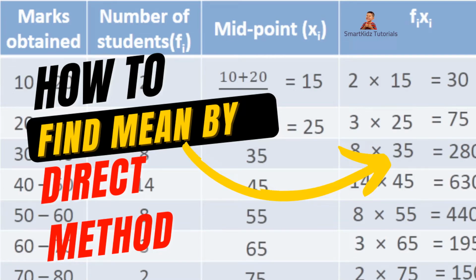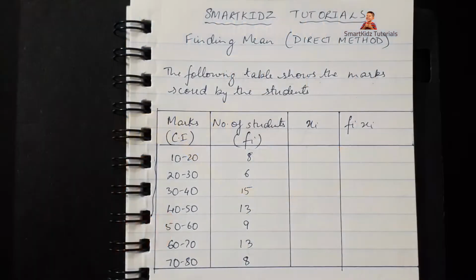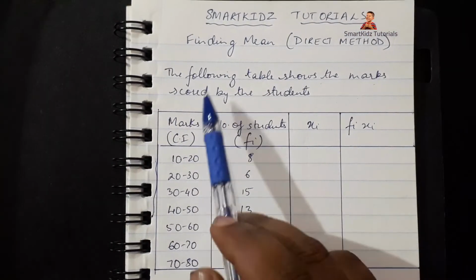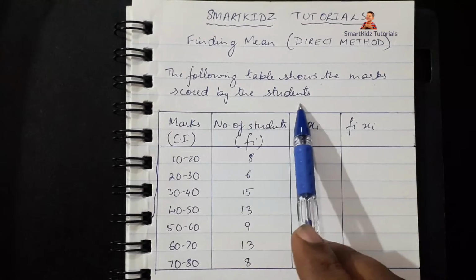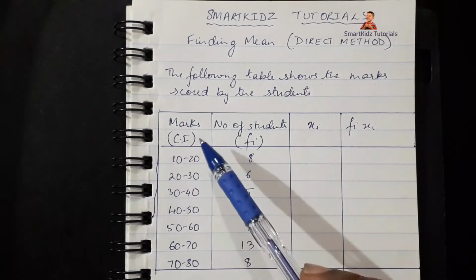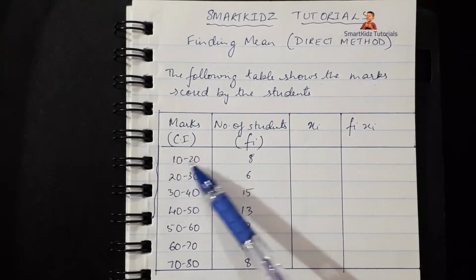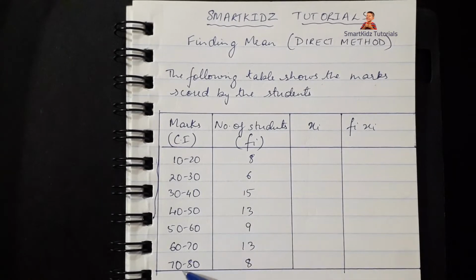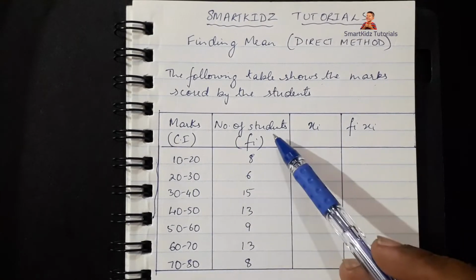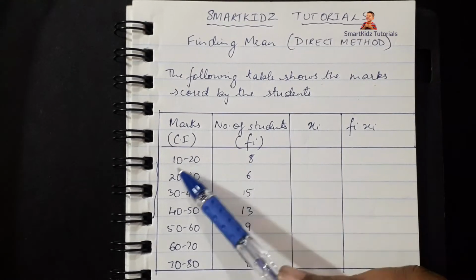In this video we will be learning how to find mean using the direct method. The following table shows the marks scored by the students. We've been given the marks. These are the class intervals 10 to 20, 20 to 30, all the way till 70 to 80. And we have been given the number of students who have scored those marks.